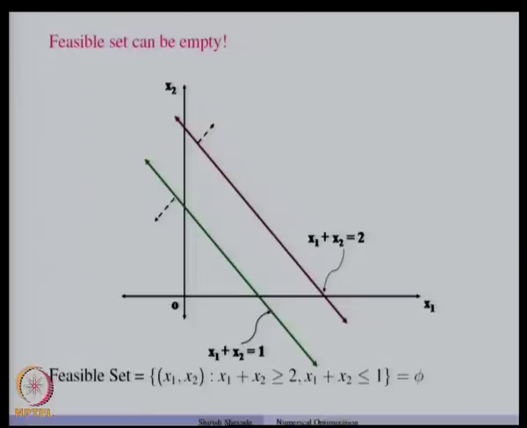Again, in our discussion we will not worry about this case, because the given optimization problem cannot be solved as the feasible set is empty. So, we will be mostly interested in those cases where the feasible set is non-empty and non-singleton. It may be bounded or unbounded, but our main focus will be only on those cases.